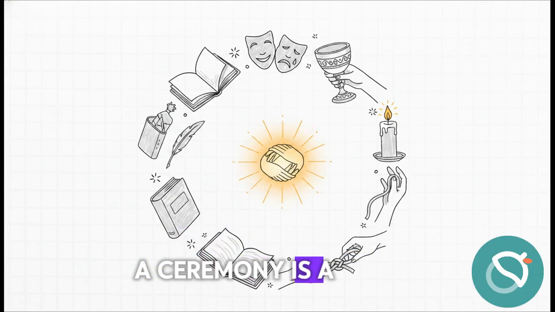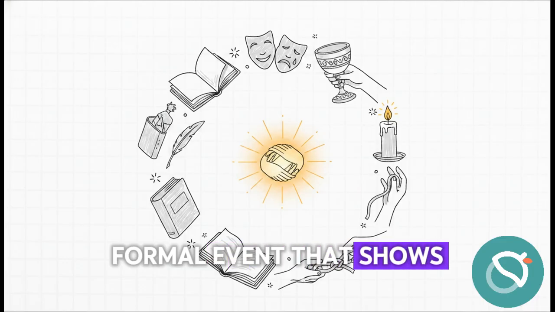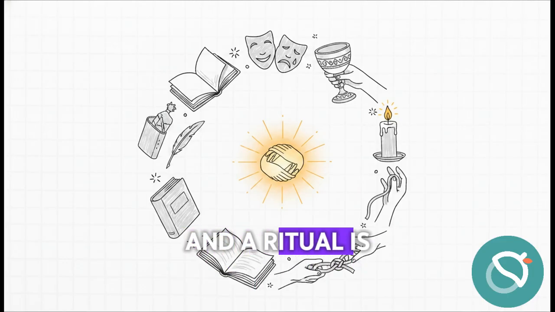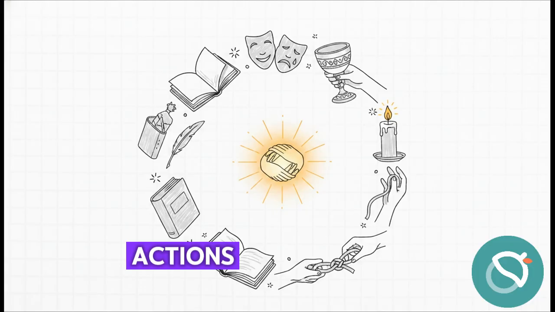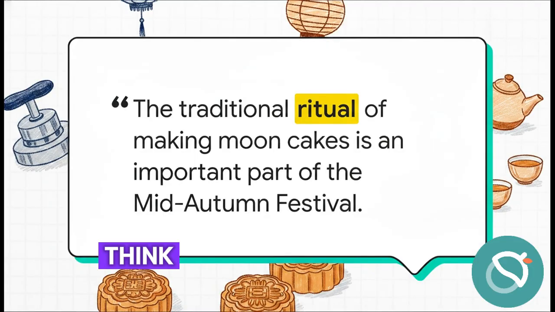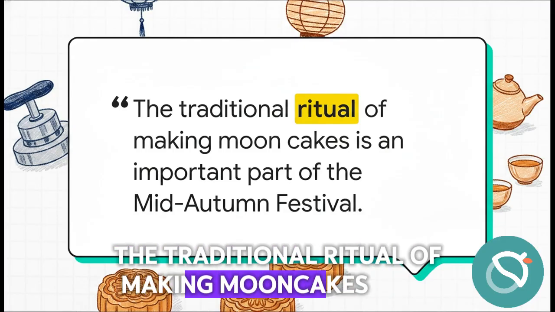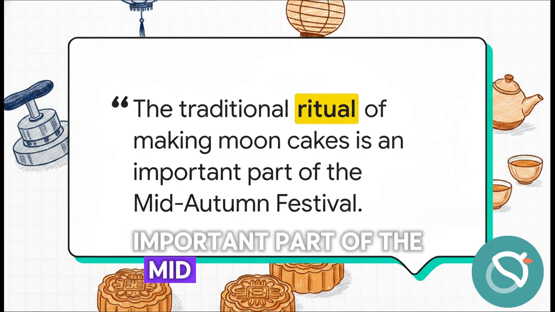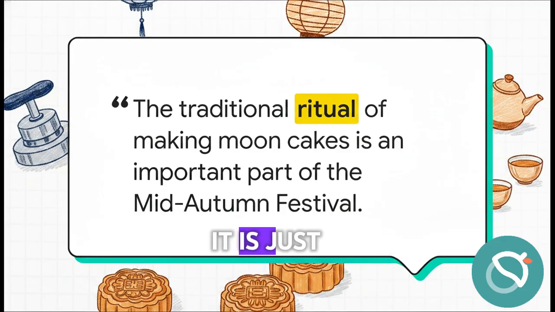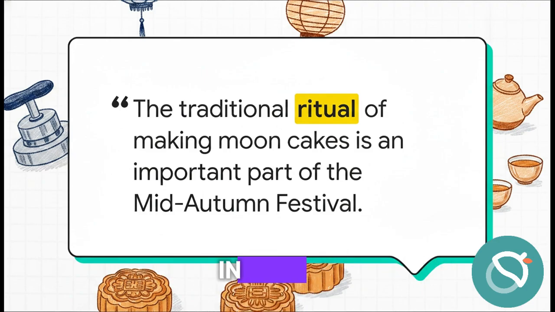A ceremony is a grand, formal event that shows respect for guests, and a ritual is a very specific set of actions done the same way every time, kind of like a religious blessing step. Think about this fantastic cultural anecdote. The traditional ritual of making mooncakes is an important part of the Mid-Autumn Festival in China. It is just a perfect demonstration of a ritual in action.